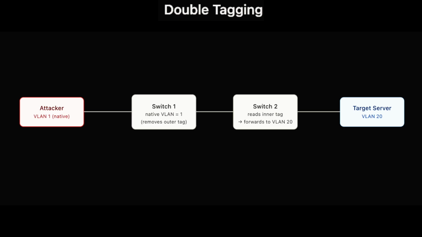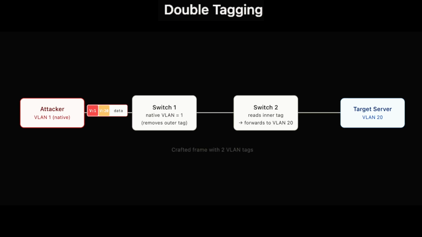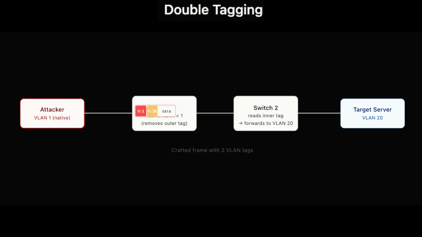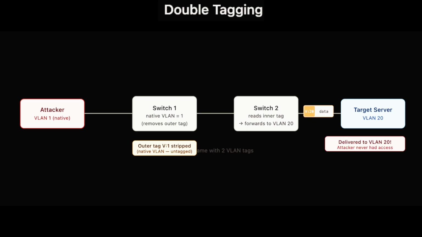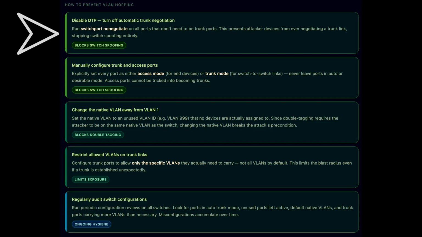The attacker crafts a frame with two 802.1Q VLAN tags stacked. An outer tag matching the native VLAN, VLAN 1, and an inner tag for the target VLAN, in our example VLAN 20. Switch 1 strips the outer tag because it matches the native VLAN, since no tag is needed on the trunk. It then forwards the frame with only the inner VLAN 20 tag remaining. Switch 2 reads that inner tag and delivers the frame into VLAN 20, a segment the attacker was never authorized to reach. Note, this is a one-way attack, responses cannot return the same path, but it can still deliver malicious payloads. Now let's take a look at prevention methods.